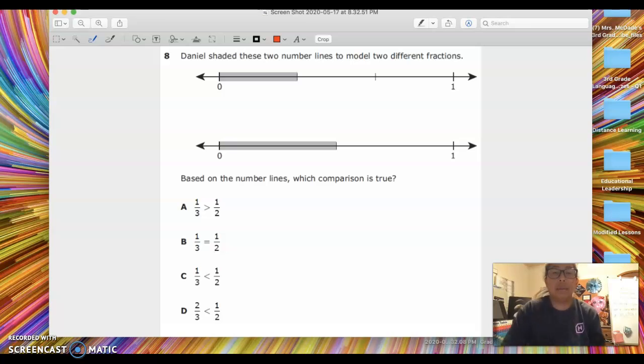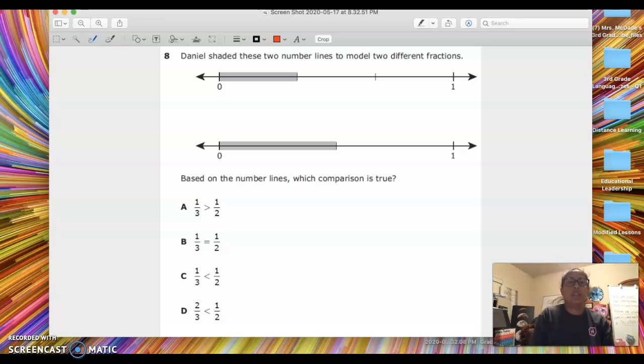Now let me take a look when I'm dealing with fractions that have different denominators, meaning that they're not split up the same. Okay, so Daniel shaded these two number lines to model two different fractions. I notice that this one is split up into 1, 2, 3 parts. So my denominator for this one is going to be a 3 at the bottom. And I notice that this one part is shaded, so it's 1/3 that's shaded. Okay. This one is split up into 1, 2 parts. So my denominator is 2.